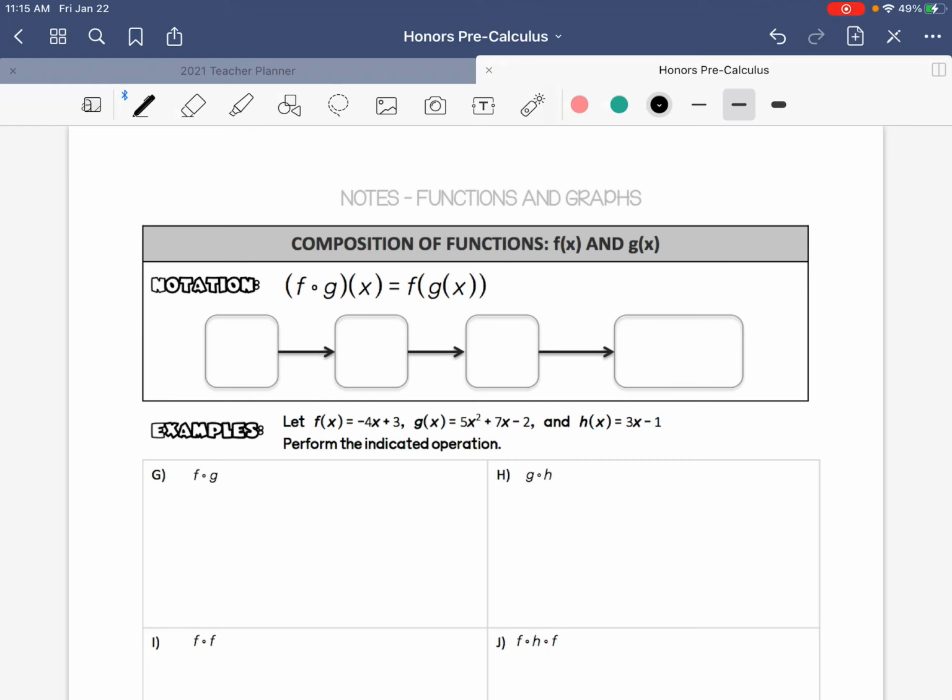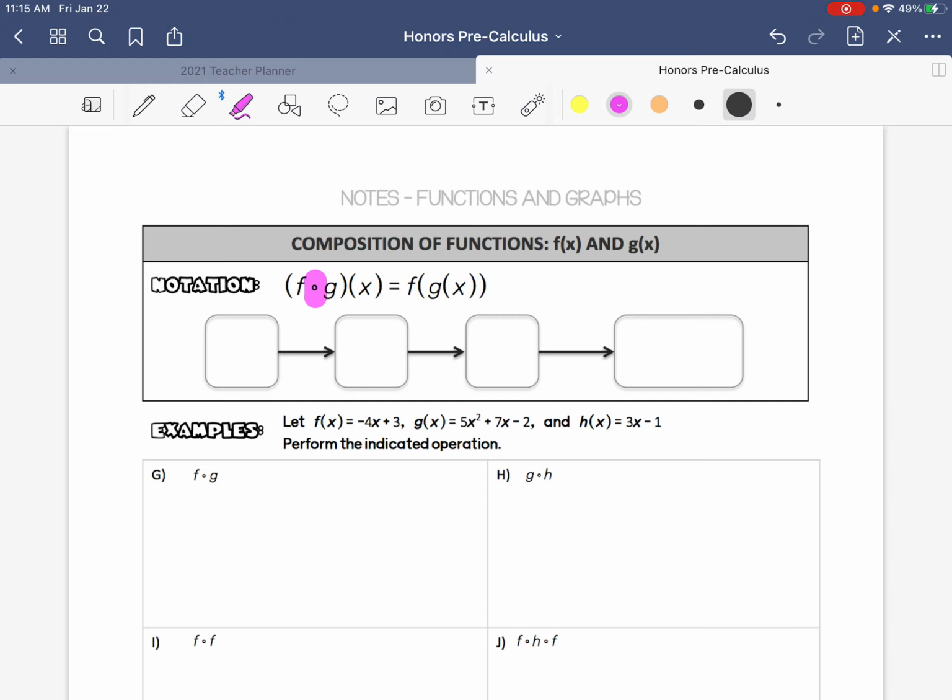All right, so for this lesson, we're going to be talking about composition of functions. It's called composition because you're going to take one function and compose a new function by plugging it into another. So one of the key things that you are going to analyze is this open circle in between the f and the g.